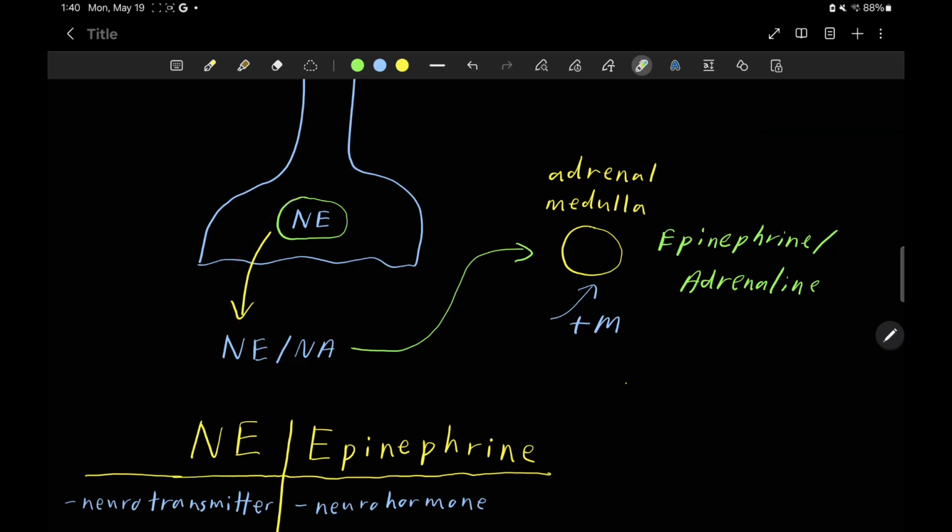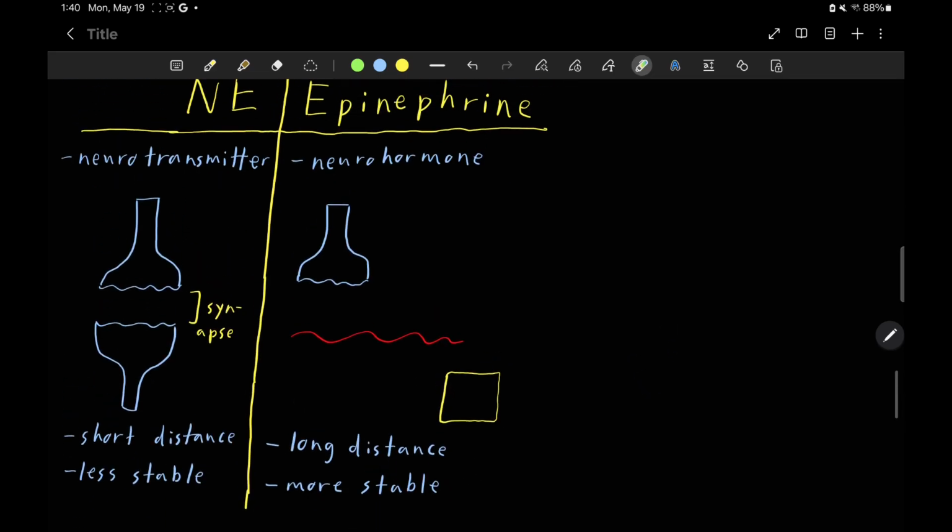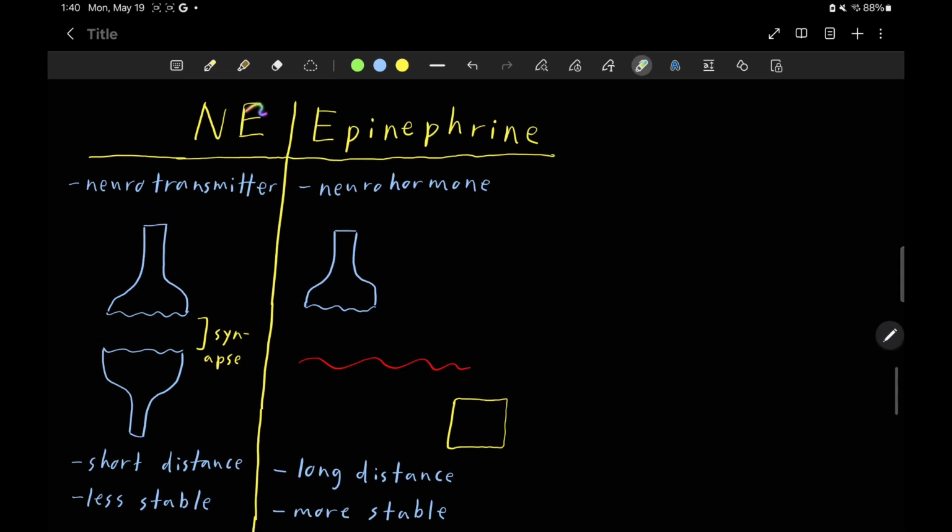And now all of a sudden, you have epinephrine, which is a neurohormone and is able to travel through the blood much further distances, and it's a lot more stable. So this way you're able to get your signal to your destination, which is much further away, without it getting broken down. So it depends on your situation. In some cases, you want a short-term messenger molecule, and in other cases, you want a long-term messenger molecule. But generally, both norepinephrine and epinephrine do very similar responses. They're just applicable for different scenarios.